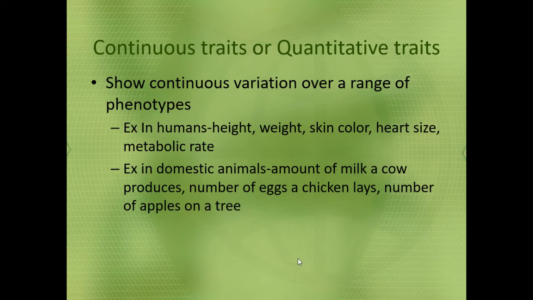So we have something called a continuous trait, or you could call it a quantitative trait. And quantitative normally talks about numbers. So to show continuous variation over a range of phenotypes. For example, in humans, you could have height, weight, skin color, heart size, metabolic rate. An example in domestic animals would be the amount of milk a cow produces, numbers of eggs a chicken can lay, or the number of apples on a tree.